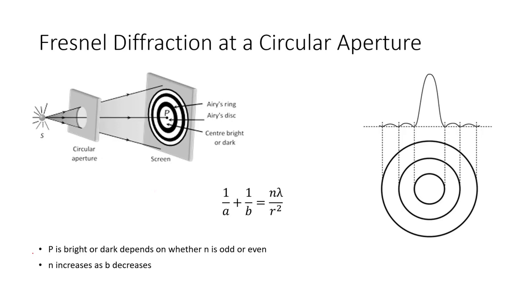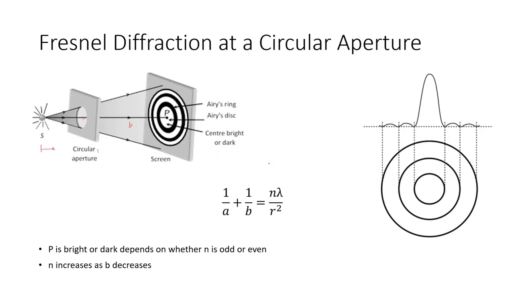So this is the pattern of the Fresnel diffraction at a circular aperture. For this type of diffraction, you will have a source at a finite distance, and the distance from the source to the circular aperture is A, and the distance from the circular aperture to the center of the screen is B. At the screen you will see some pattern like this, that you will have an Airy disc and rings of alternating dark and light bands.